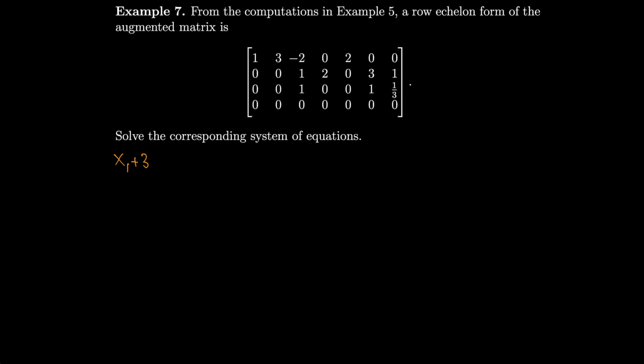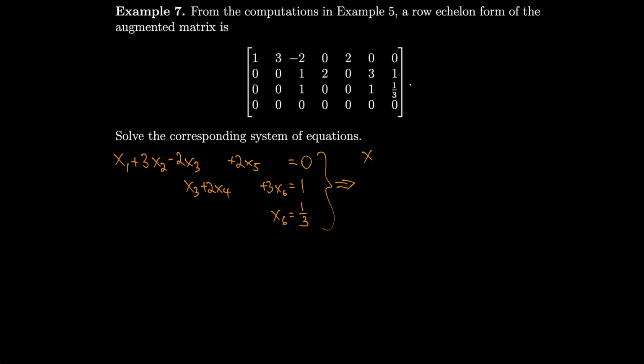We'll write out x1 plus 3x2 minus 2x3 plus 0x4 plus 2x5 plus 0x6 equals 0 from our top row. Then x3 plus 2x4 plus 3x6 equals 1 from our second row. And then x6 equals 1/3. So it's basically like example 5, except we stopped before finishing solving it so that we could do this alternative method of finishing it up.